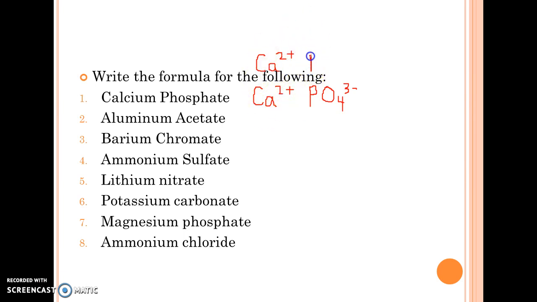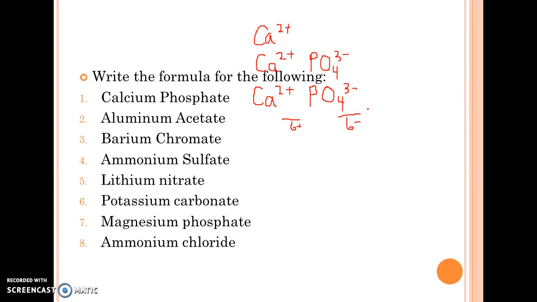If I add another phosphate, I have a -6 charge. Still not equaling 0. If I put another calcium up here though, however, now our charges do equal 0. 2 plus 2 plus 2 equals 6, so we have a +6 on this side. And -3, -3 is -6, so now our charges equal 0.